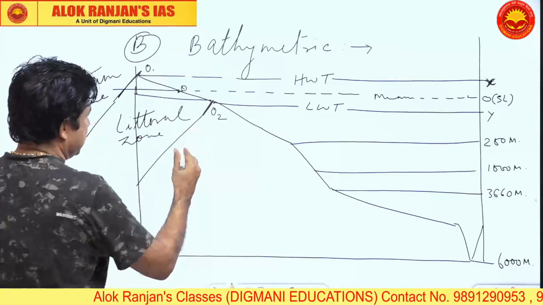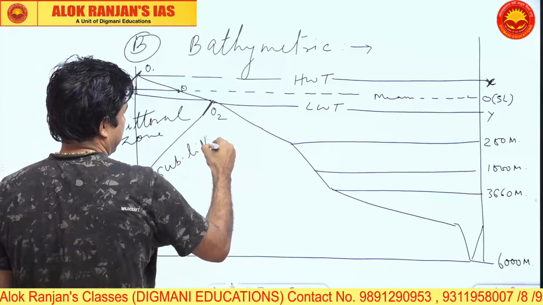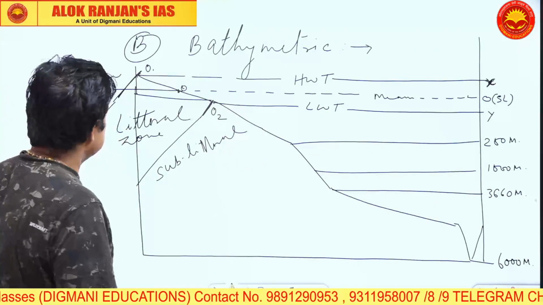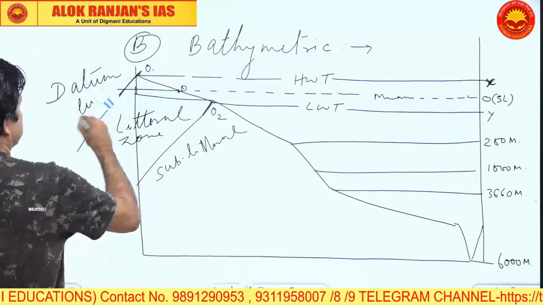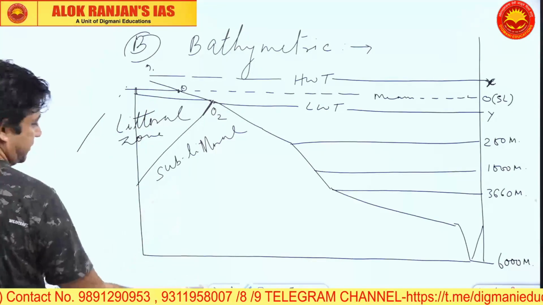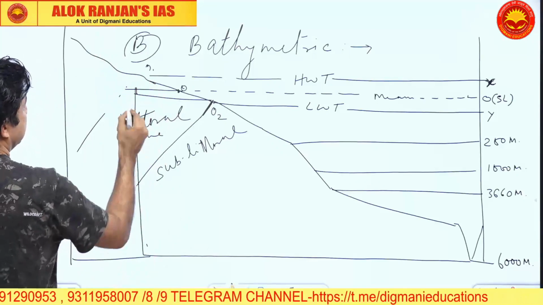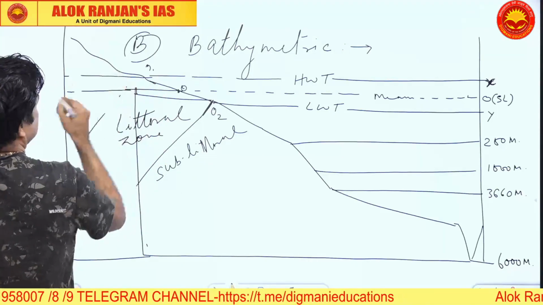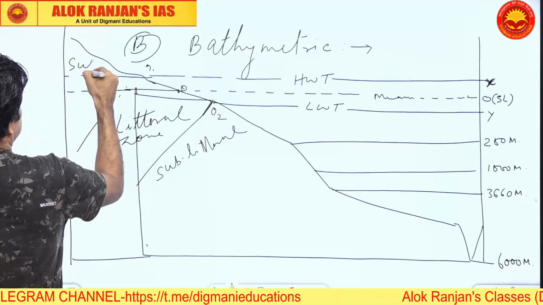Now if this is littoral zone, this is called sublittoral. You have sublittoral zone. So littoral, sublittoral. And if you allow me to show a little more, if I can extend the diagram further, so this part will be called the supralittoral.